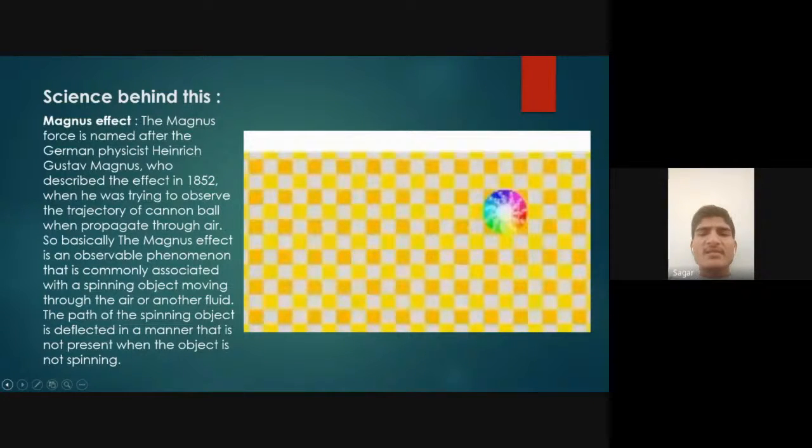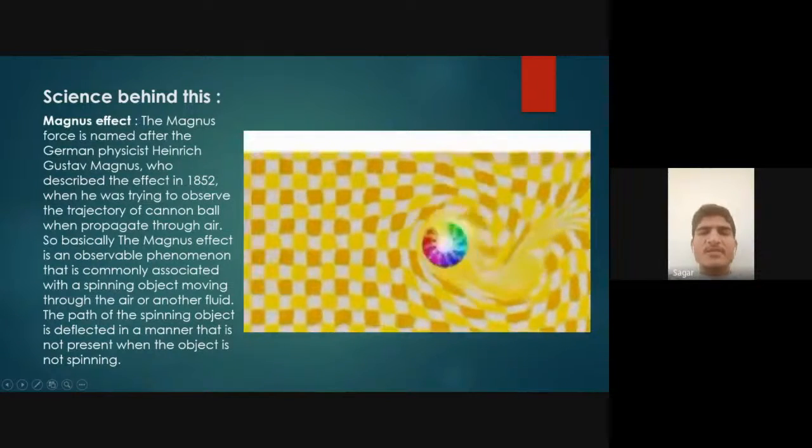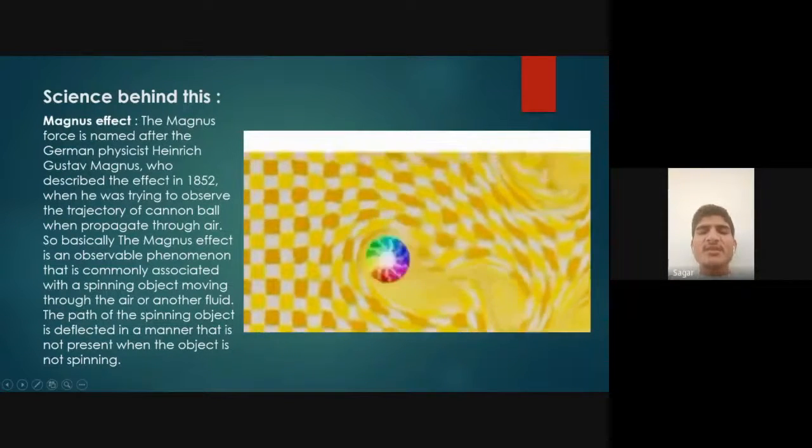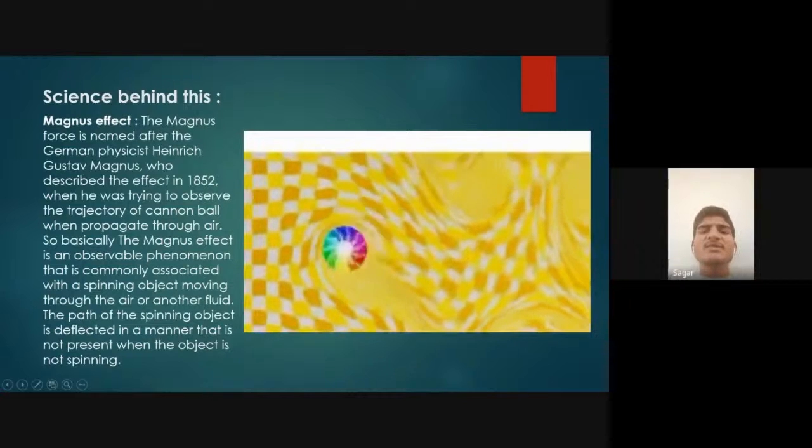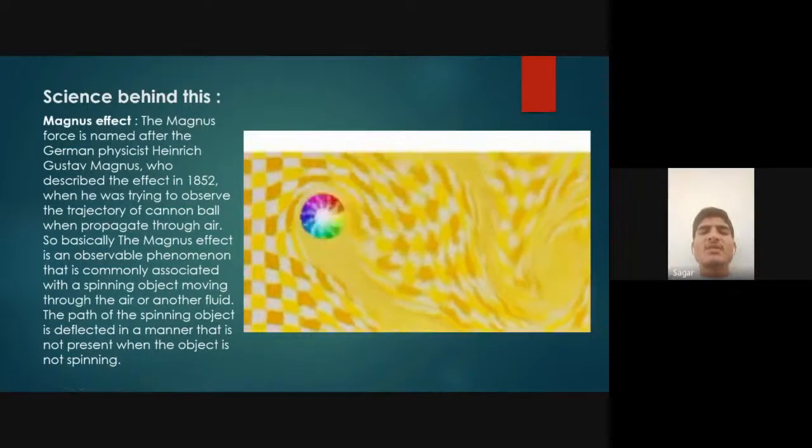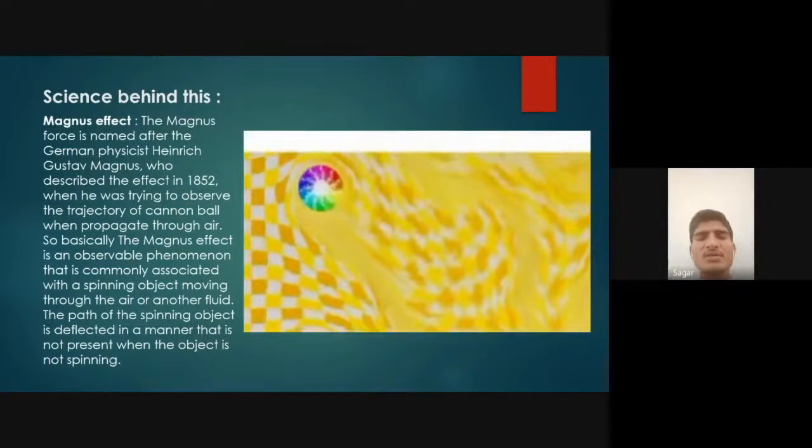Vishwa, can you play the animation? So look at this, how the trajectory of the ball is changing. This is because of the spinning of the ball. This is called the Magnus effect. We will try to understand how the trajectory of the ball is changing in the next slide.